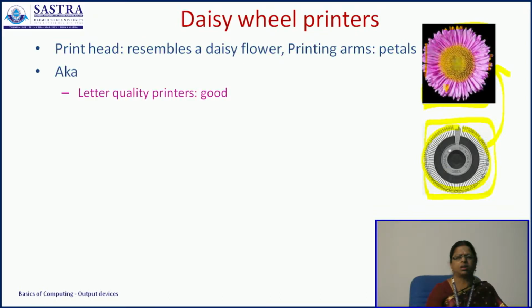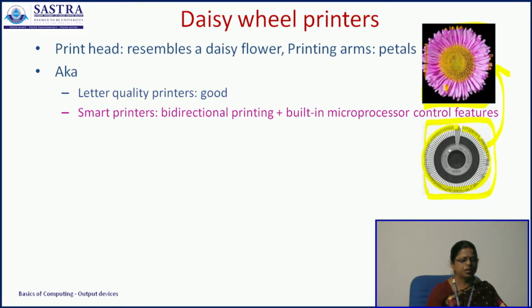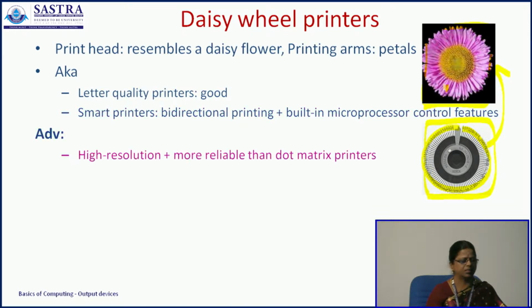It is also called a letter quality printer because it is capable of printing good quality images. They are also called smart printers because they are capable of printing in both directions and have built-in microprocessor controlled features. Advantages are that it has high resolution and is more reliable than dot matrix printers. Speed is up to 90 characters per second.